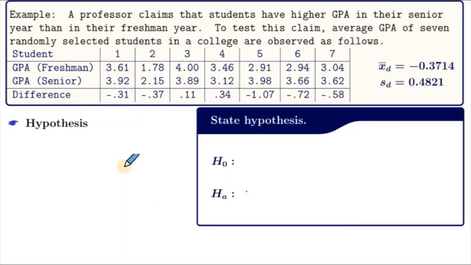Now we are ready to move on to the first step where we will state the null and alternate hypothesis. Here the claim is that the seniors have higher GPA, which is the same as saying freshman GPA minus senior GPA is negative. So our alternate hypothesis is mean is less than 0 and our null hypothesis will be mean equals 0.